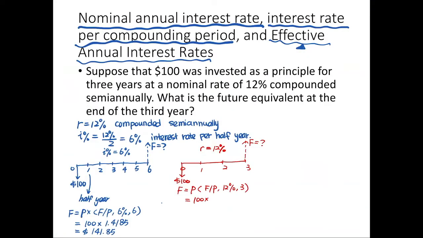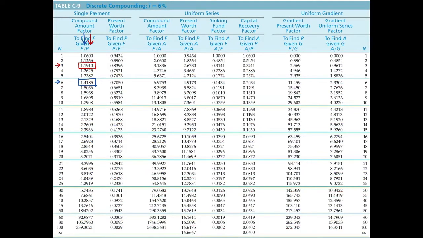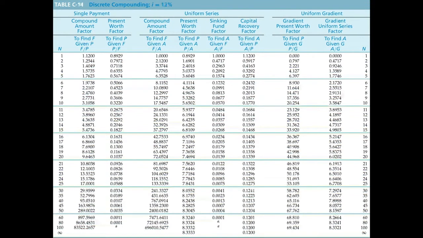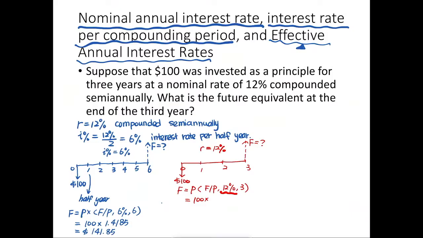Oh, wait a second. So now you want to use the table of 12%. Well, so this is not the one you want to check. You want to check this table, okay? So I equals to 12%, and this is the column to find out F given P, and number of time is 3. So this is your factor. So 1.4049. So the future equivalent value is 140.49. Well, you can tell these two values, they are different.